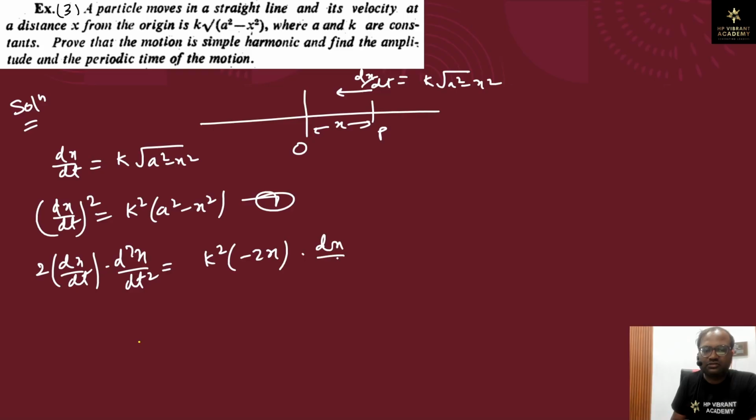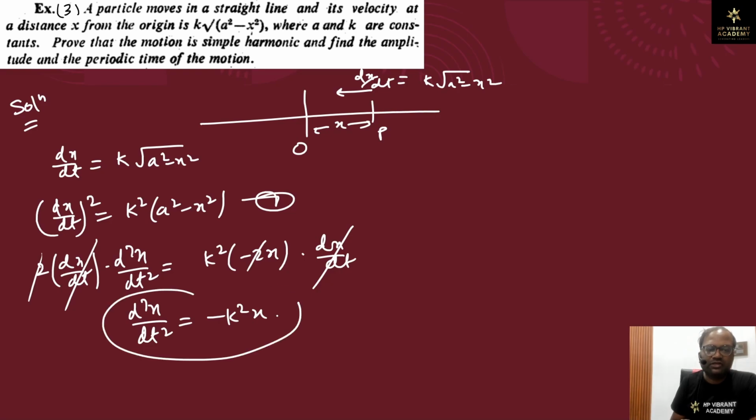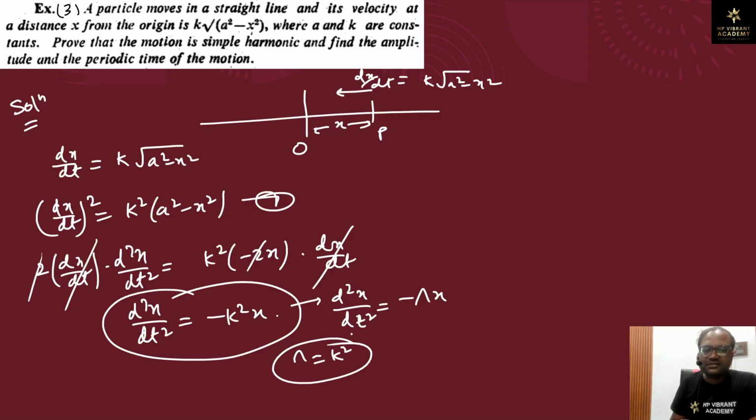Let us differentiate equation 1. So 2 dx upon dt into d2x upon dt square is equal to k square into minus 2x. The 2 gets cancelled, and dx upon dt gets cancelled on both sides. So we have d2x upon dt square equal to minus k square into x. On comparing this with the standard equation of SHM, d2x upon dt square is equal to minus mu x, we have mu is equal to k square. Hence the motion is simple harmonic motion, because this expression is similar to the standard equation of SHM.